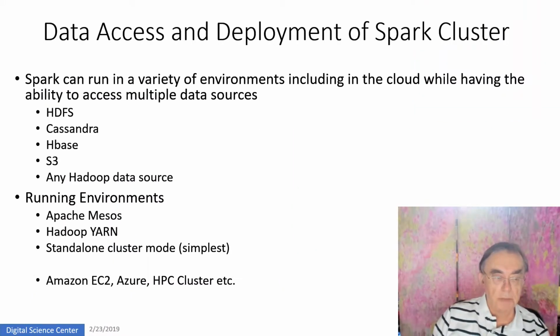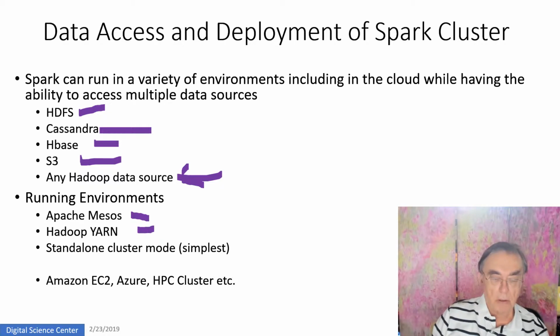So you can run Spark with various data sources: HDFS file system, object stores of different types, S3, HBase, Cassandra, any Hadoop data source. And you can run in Mesos, Yarn, or in a standalone fashion without any of these schedulers. And it runs on Amazon EC2, Azure, HPC cluster, etc.